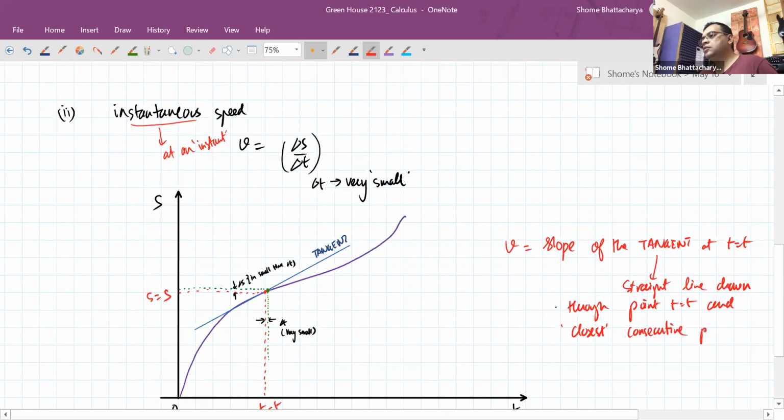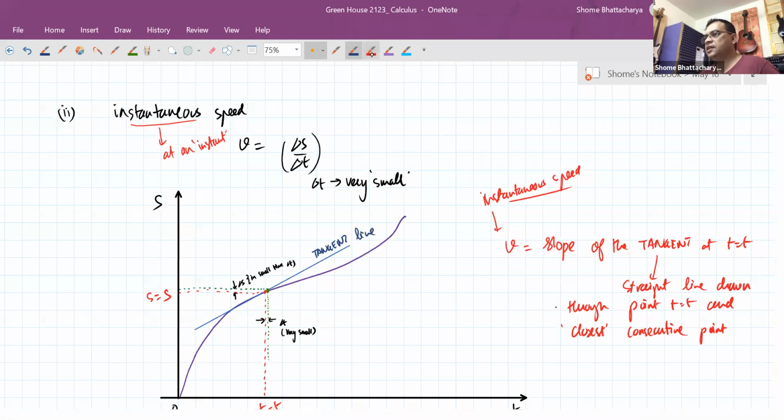Sir, that is V, no? Yes. It's V. This is V, no? This is instantaneous speed. Okay. So instantaneous speed V is equal to the slope of this tangent line.